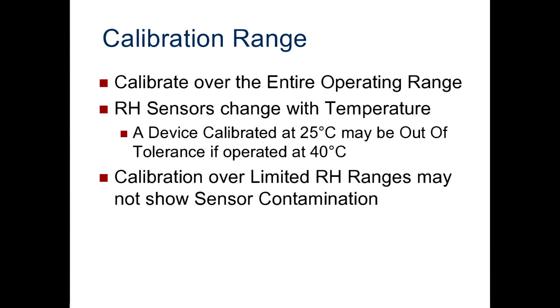This is particularly true when relative humidity is involved. An RH sensor that is calibrated at 25 degrees C may have quite a different characteristic when operated at 40 C. In fact, it may even be out of tolerance. So it's important that if a device is going to operate at, let's say, 40 degrees C and 75% RH, that it actually be calibrated at those ranges. It's also important to have a full wide range calibration because not doing so may mask sensor contamination issues.